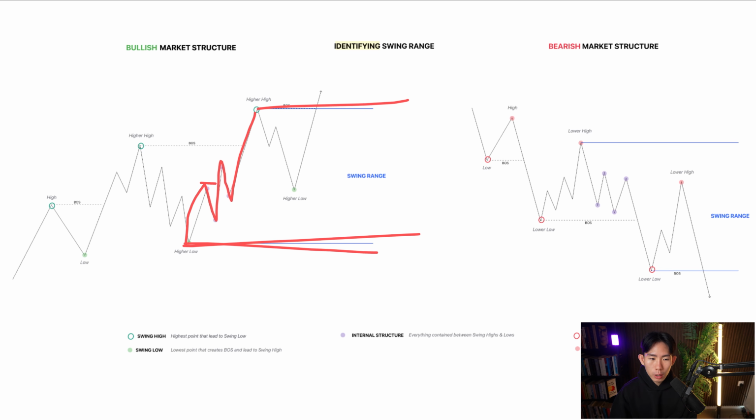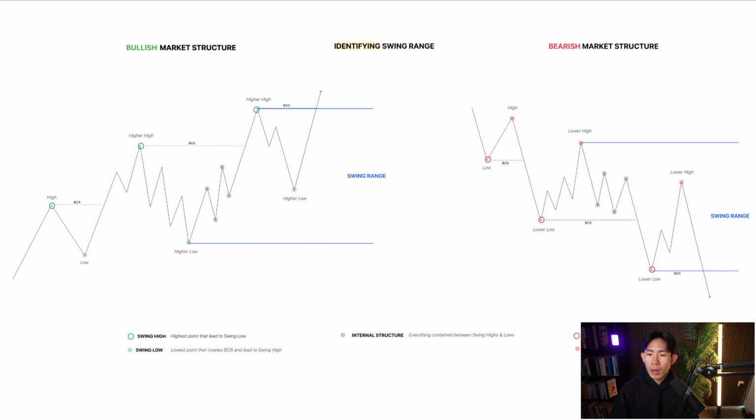So this becomes the internal break of structure to the upside, internal break of structure to the upside, and applying the same principles, the lowest low that led to the internal break of structure, this is your internal low. And then the highest point that led to the internal low, this becomes your internal high right here. So internal high, internal low, and this becomes our internal range. This area right here. Okay, so everything in between your swing structure is your internal structure.